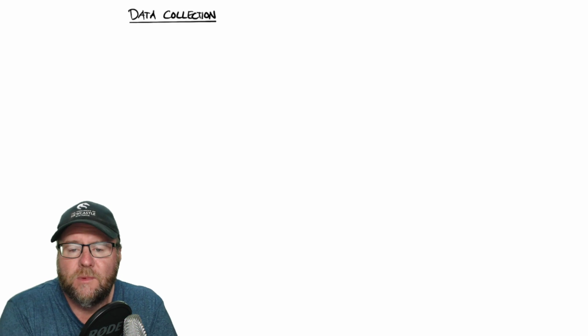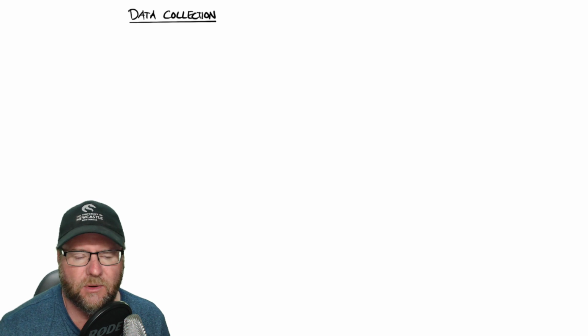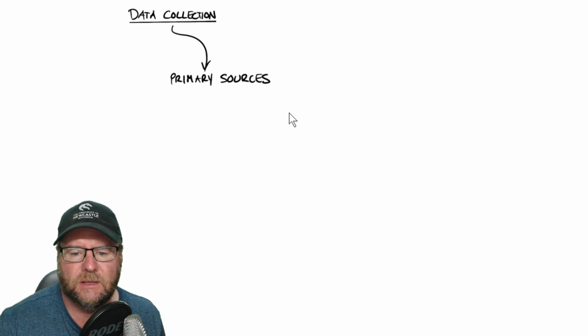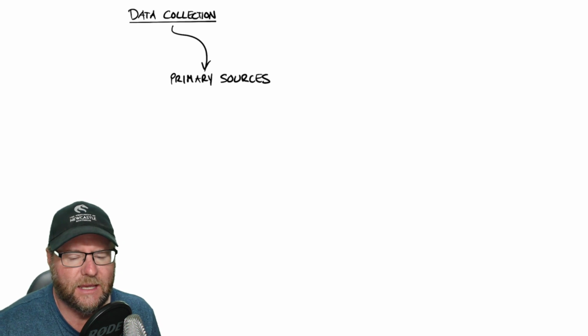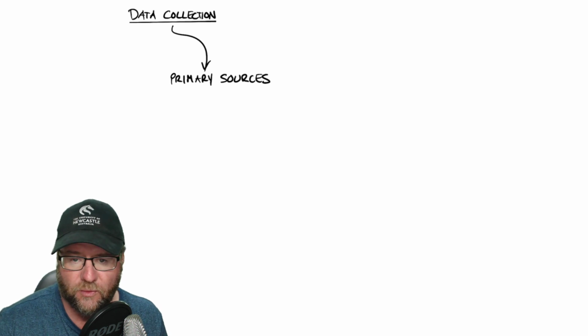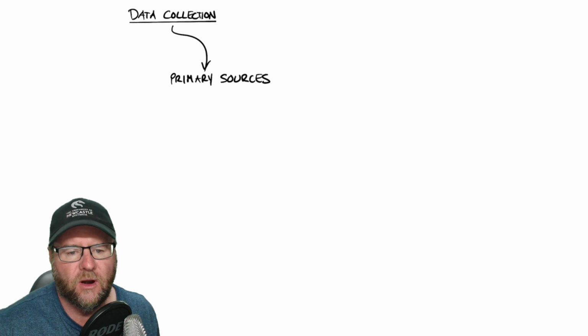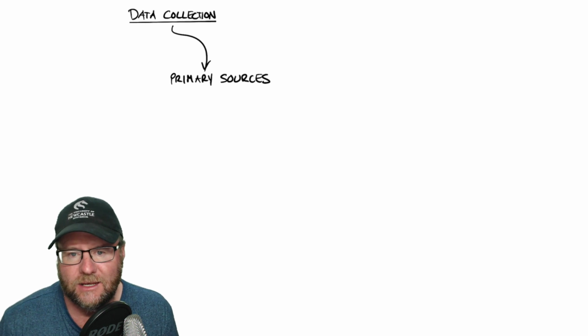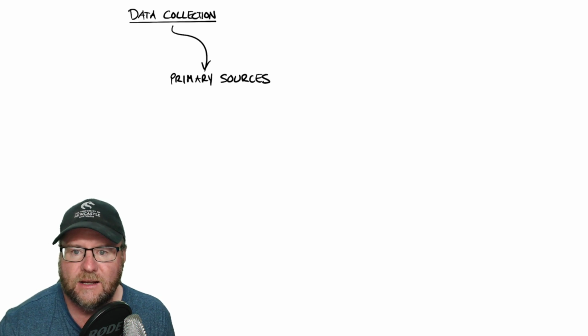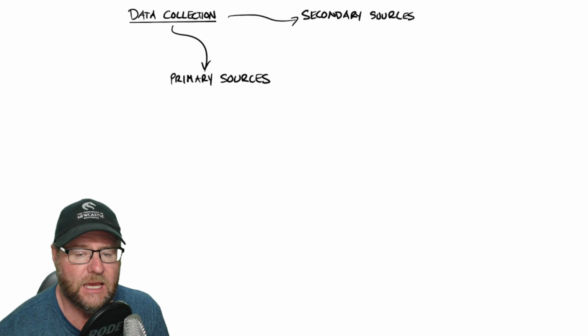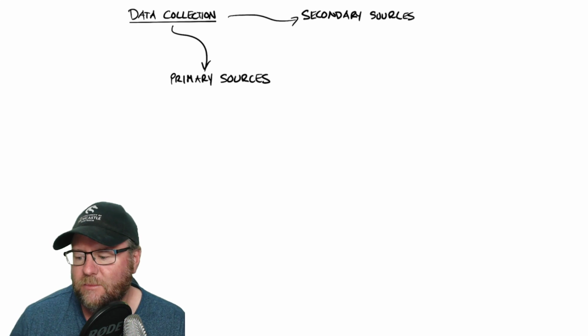All right, let's take a few minutes and talk a little bit about data collection. By that, I mean we're collecting data. It might be for a survey or something like that. There's a couple of places we can get our data. The first type we call primary sources. By primary sources, we're talking about data you collect yourself. You get the actual raw data yourself. Secondary sources are where you get somebody else's data.